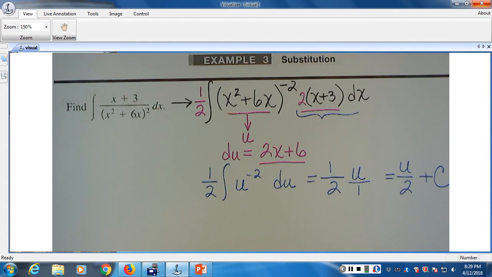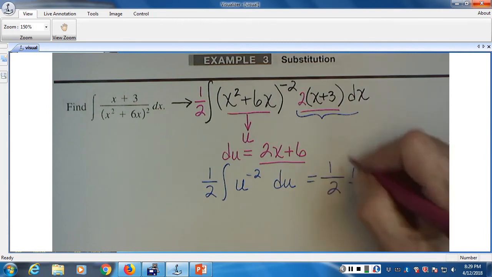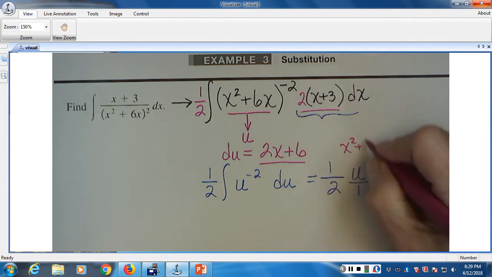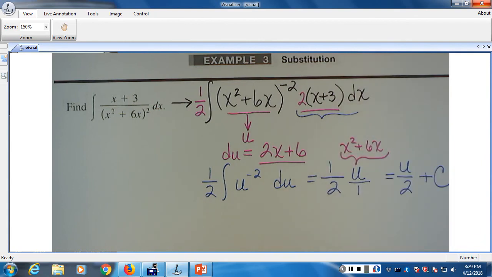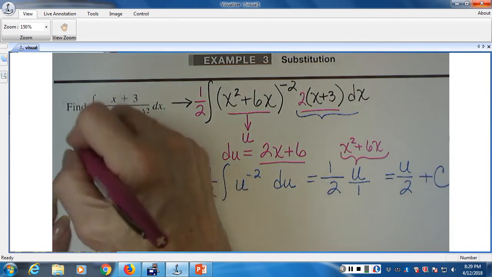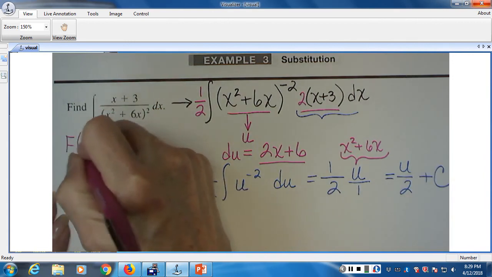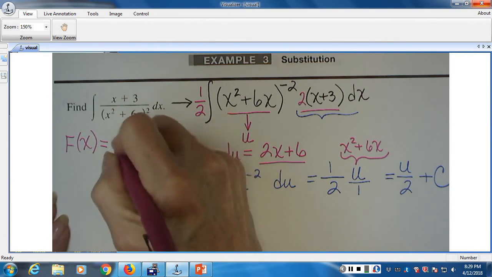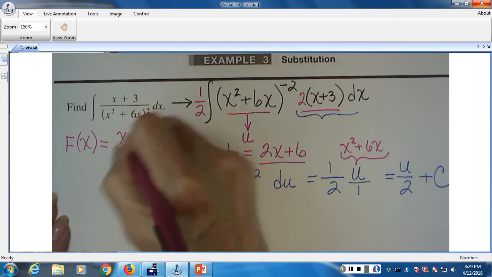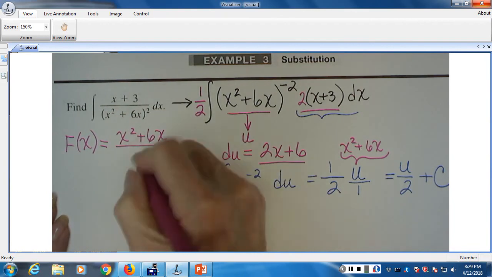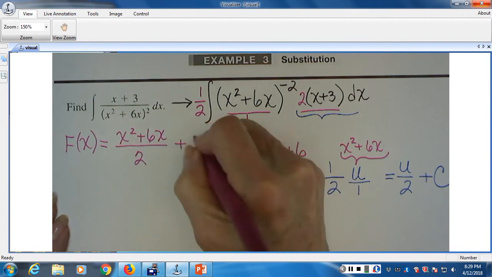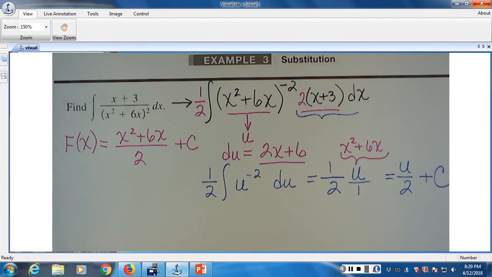But then at the end, we're going to go back and we're going to swap x plus 3 squared back in for u. So there's your parent function. Okay, that's fine. If you don't understand, I'd rather answer you now.